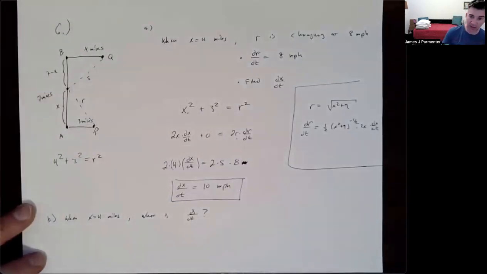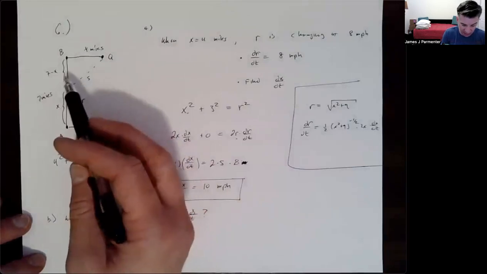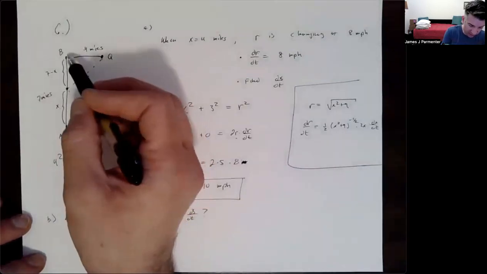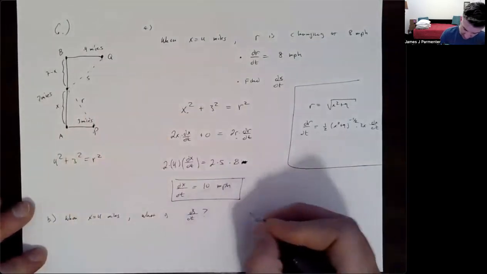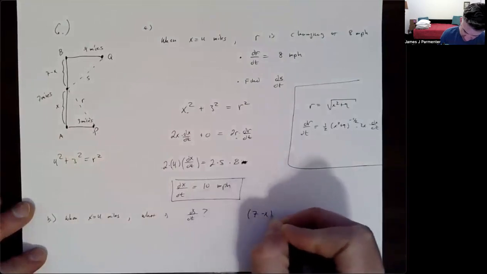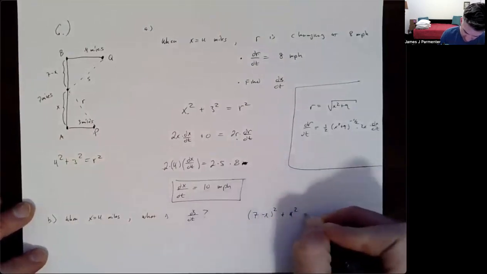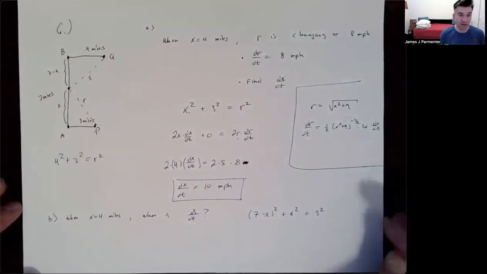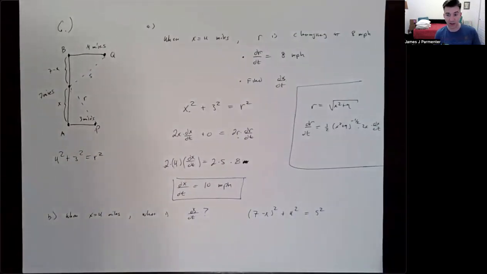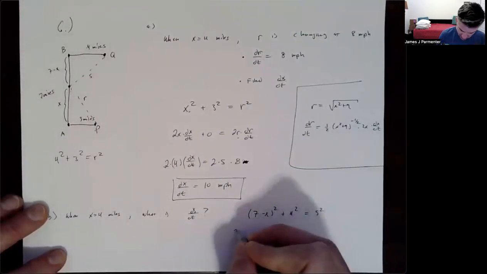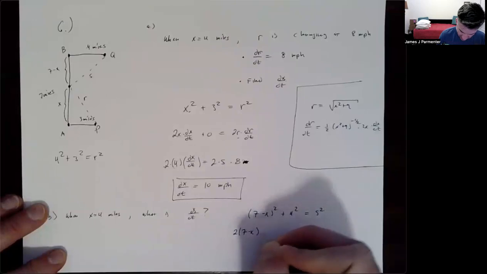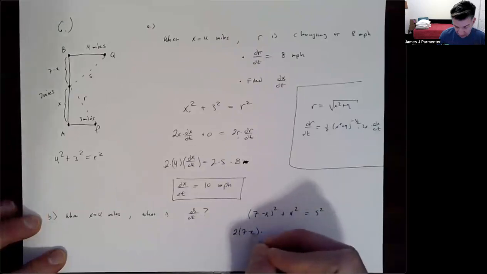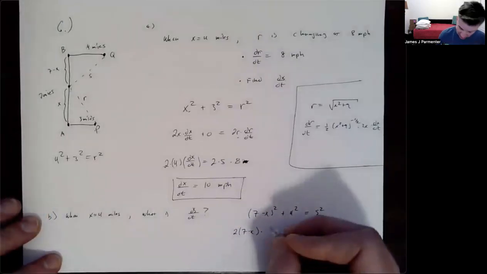So same idea, we're going to get an equation involving preferably just x and s. So I'm going to say that this squared plus this squared equals that squared. So I've got (7 minus x) squared plus 4 squared equal to s squared. Again, no real need here to solve for x or for s. Just differentiate both sides as is. The derivative of something squared is 2 times my something times the derivative of the inside. The derivative of negative x is negative 1 times dx/dt.